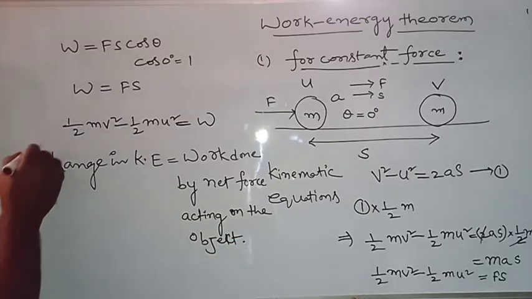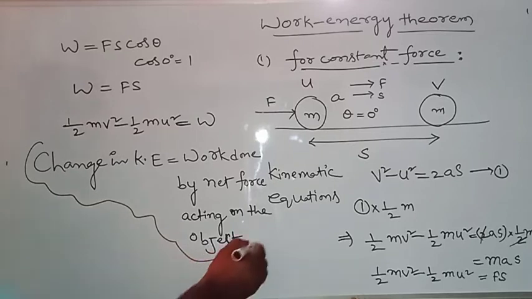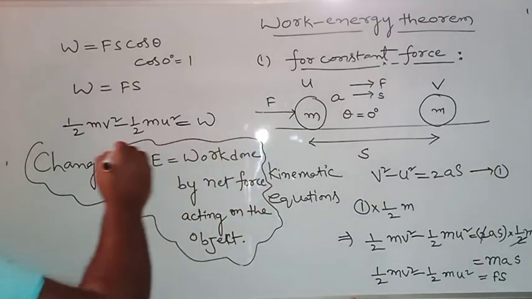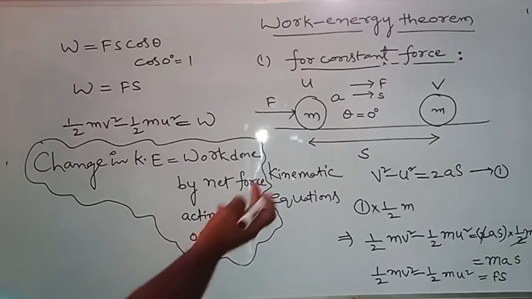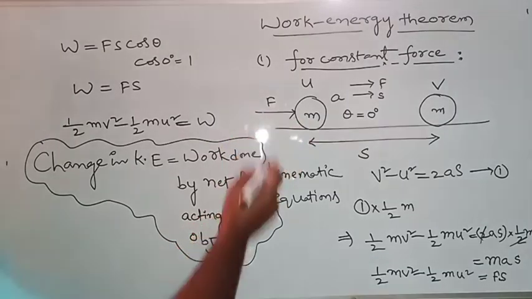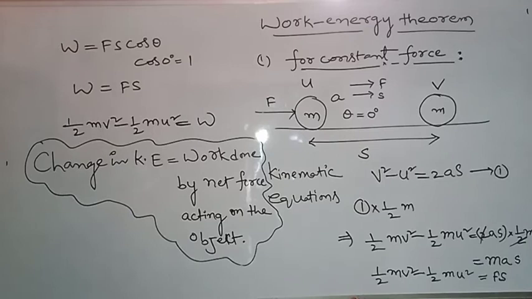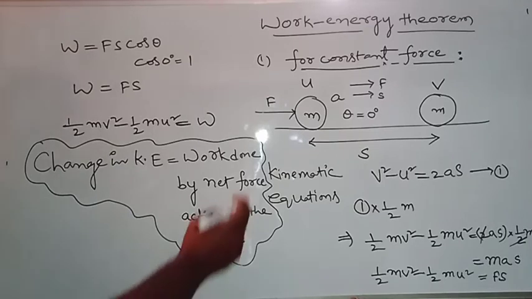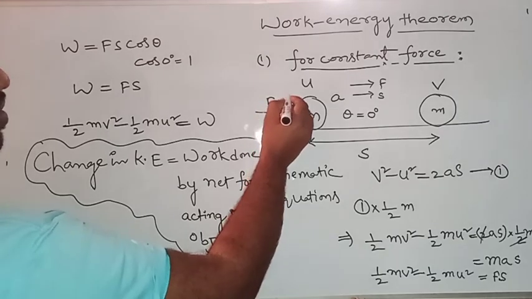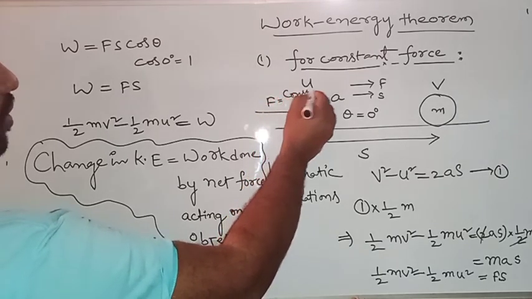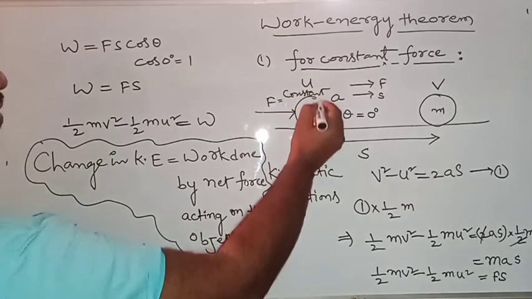Here, the change in kinetic energy is equal to the work done by the net force, the work done by the net force acting on the object. This is called the work energy theorem for constant force. Here, F is the constant force we are applying.